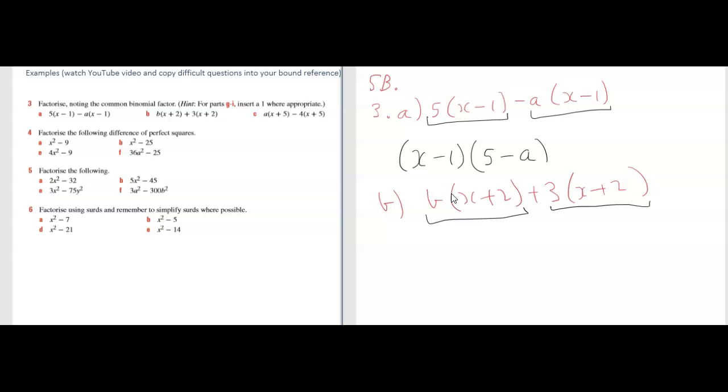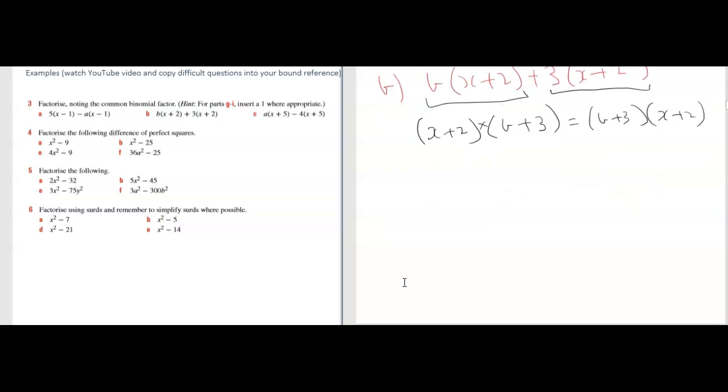So B is (x plus 2) times b, plus 3 times (x plus 2). Looking at each term, you can see x plus 2 is a common factor, so we can take that out, and then we're left with b plus 3. You can have them around the other way, because there's an imaginary multiplier sign in there, it doesn't matter if you wrote it the other way. Usually when we factorise, we tend to write the common factor first.